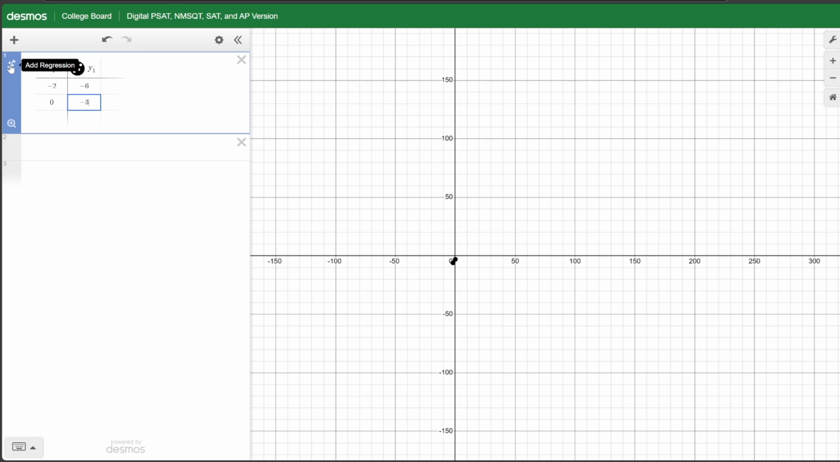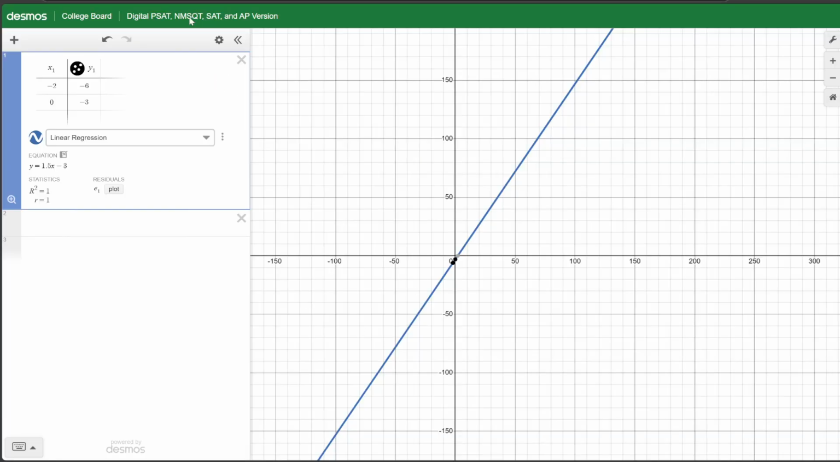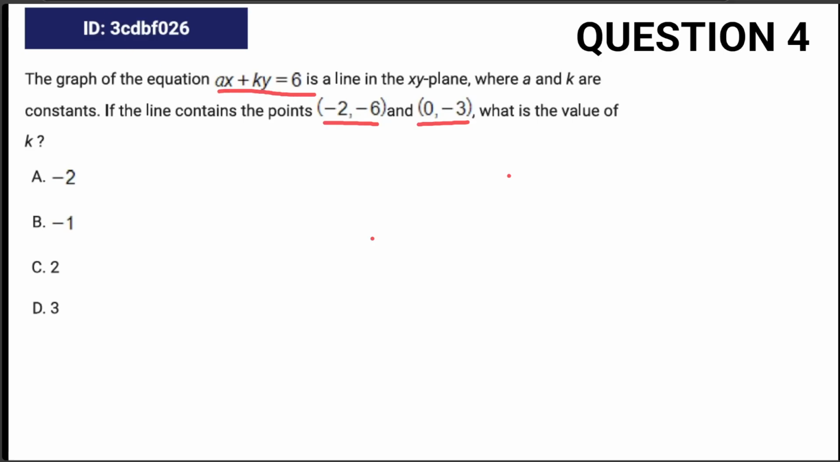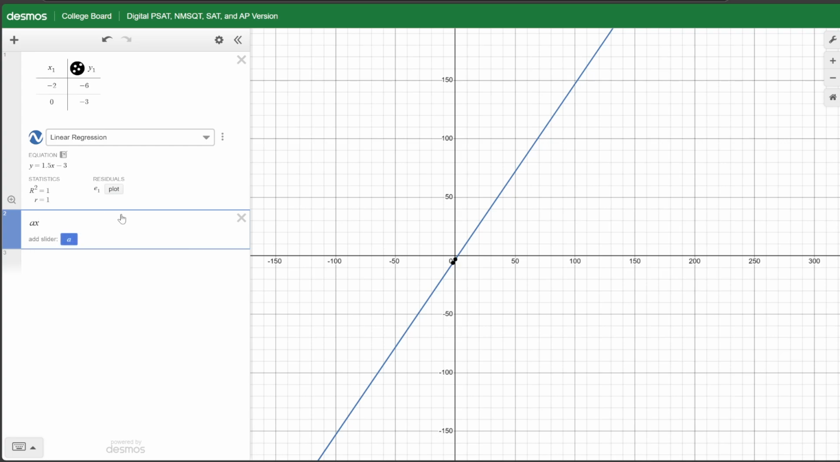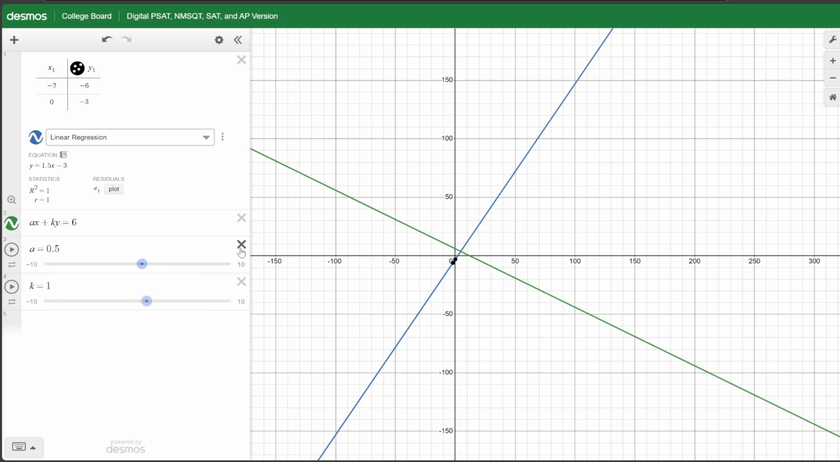And then expression, since this is linear, we can do this. And we know that if there's 2 points, there's only one possible line that can go through both of them. And so if this line goes through both of them, then this line is equal to this line. And so we know that ax plus ky equals 6 is identical to this equation right here. And right now this isn't working out very well. What we could do is add sliders and mess around with it until it's right.